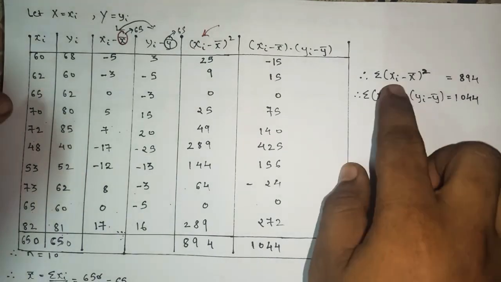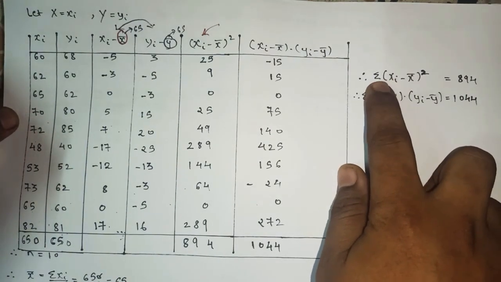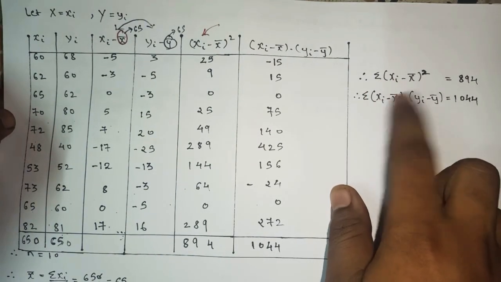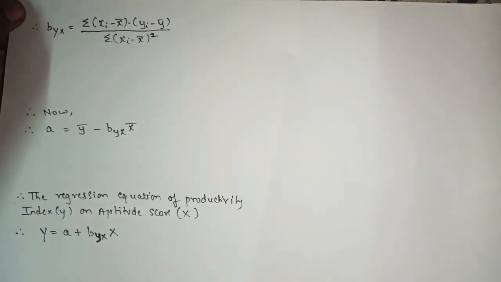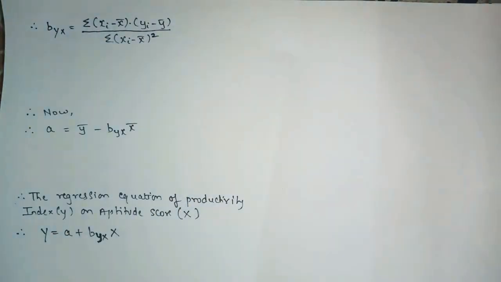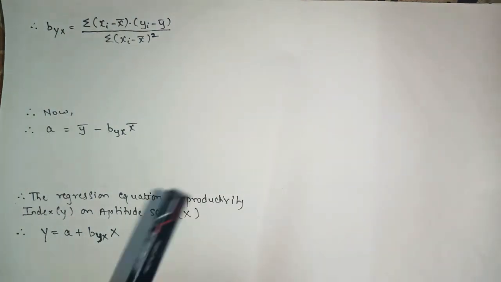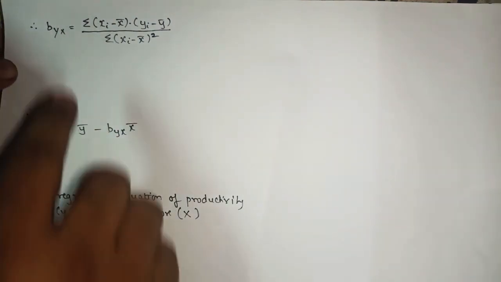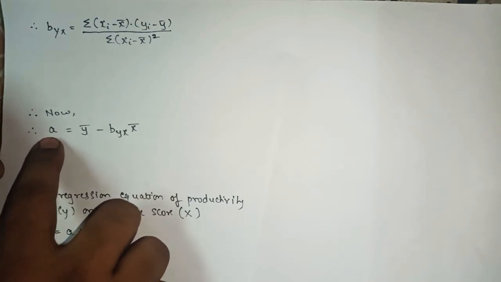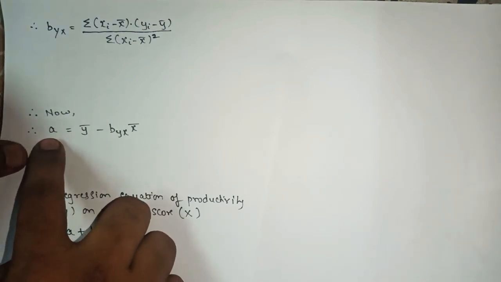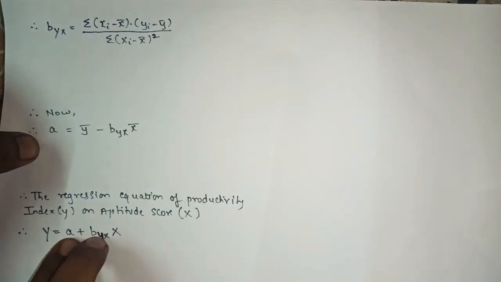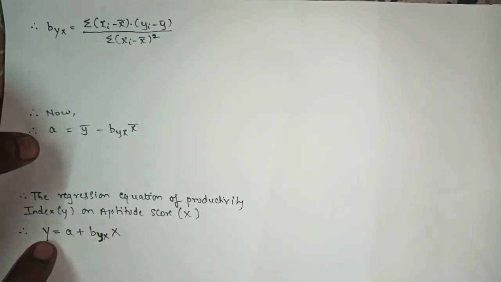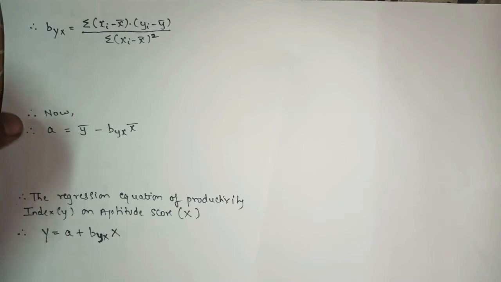Okay, so after writing the values, the total of (xi minus x mean) the whole square and the total of this, now you will find byx, that is the regression coefficient. After that you will apply the formula of a. After getting a and byx, substitute the values here, you will get a regression equation y on x. As the pattern of the question is different here.